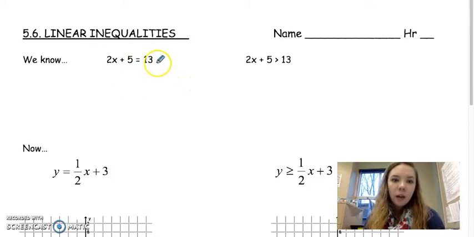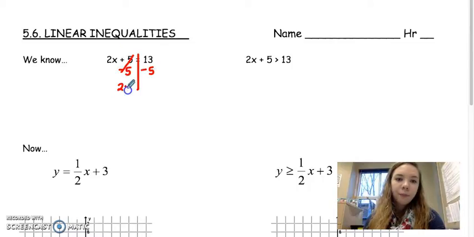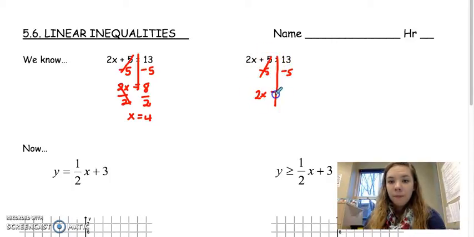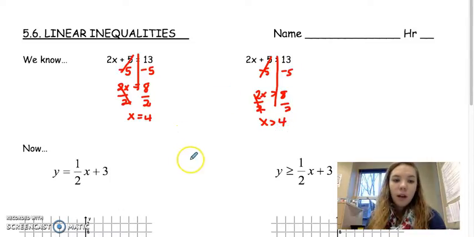So first thing, when we solve a regular equation, we're just trying to isolate a variable. So in this case, I would subtract 5 and then divide by 2. We did that at the very beginning of the year. And then we did solve inequalities also. So if I do the same thing here, I'm just going to have, instead of equal, a greater than sign. All right, so we have already solved both of those kinds.